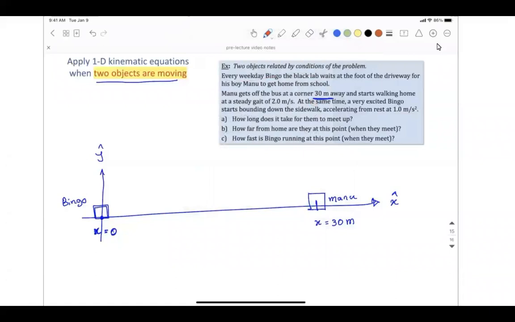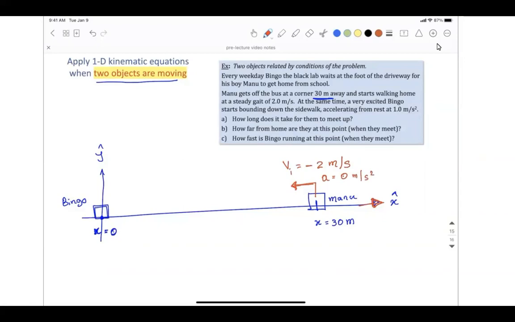It says the boy, Manu, is walking at a steady rate, which is constant velocity 2 meters per second in this direction. But everyone, positive x direction is along this way. This boy is walking backward, so we should have a negative sign because this velocity vector is in the negative direction. And for that boy, acceleration is 0 meters per square second, since he is moving with a constant speed.